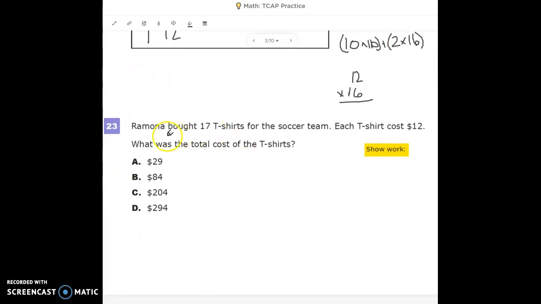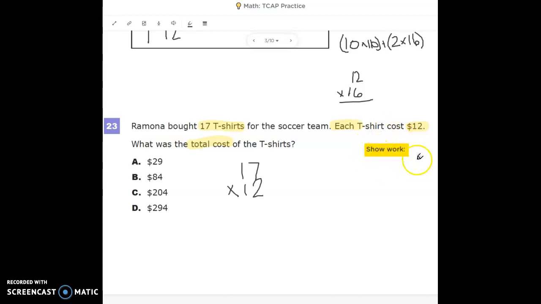Number 23 on your answer document. Ramona bought 17 shirts for the soccer team. Each shirt cost $12. There's that key word again. We have 17 shirts, and every single one of those shirts cost $12. That's like saying $12 plus $12 plus $12 17 times. It's asking us for what the total cost is. So in this case, we are also solving for the answer of 17 times 12.